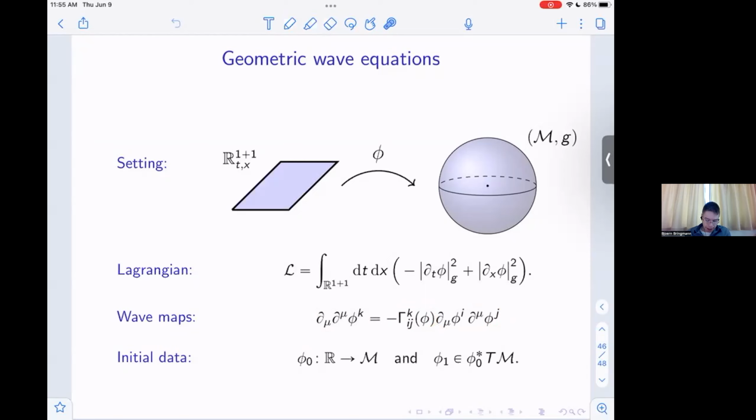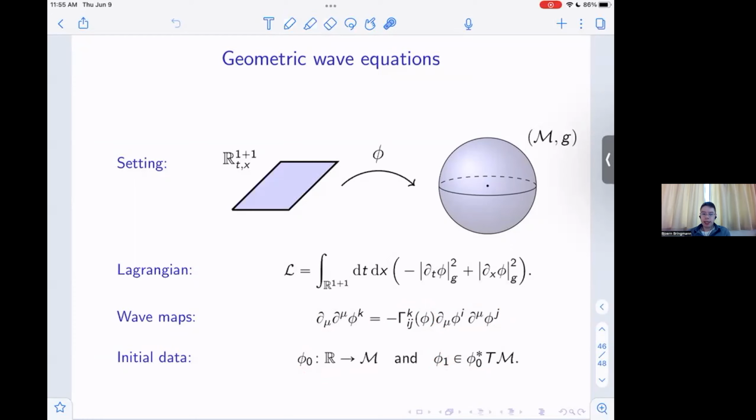Okay. Now, for this type of equation, I also need some initial data. So I would need an initial position that maps into this manifold, and I would need an initial velocity that lies in the pullback bundle of the tangent bundle. So what this means is that phi1 of x lies in the tangent space at the position phi0 of x, right? So it has to lie in the correct tangent space.